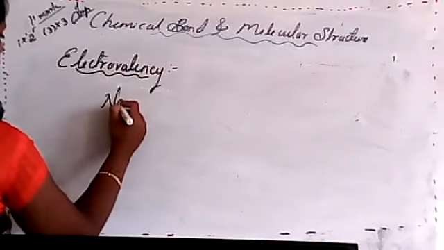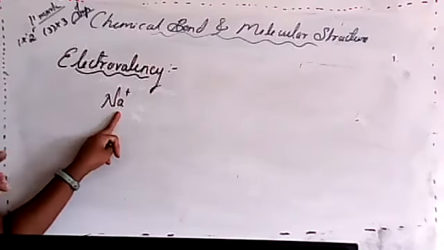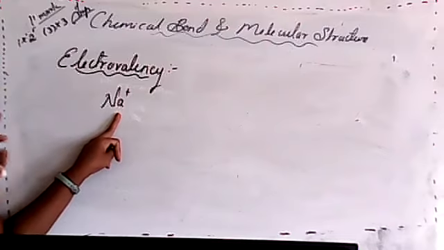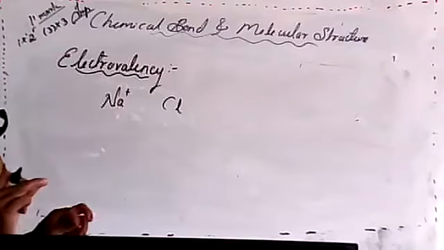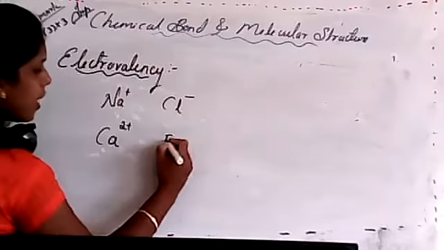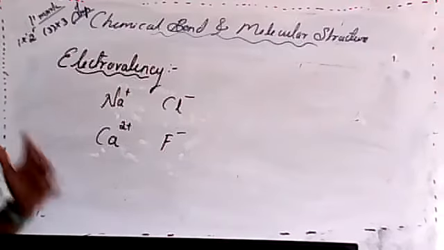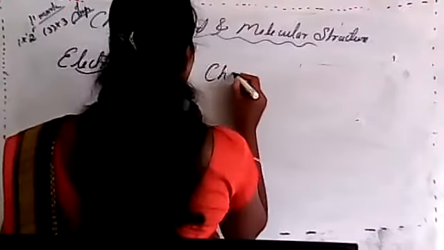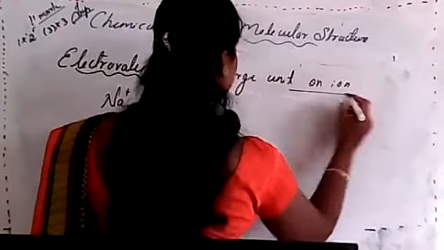If in case I consider sodium ion, so it is not a sodium atom, it is a sodium ion. It is not chlorine, student, it is chloride. Clear? Cl minus is chloride. It is calcium ion. F minus is fluoride. Clear? So now electrovalency is nothing but the number of charge units on the ion.